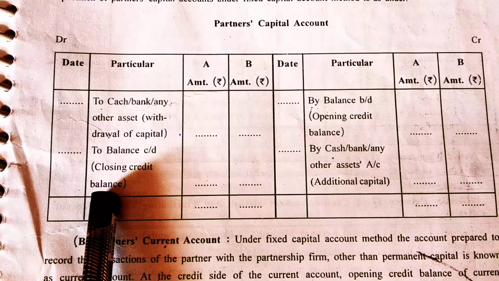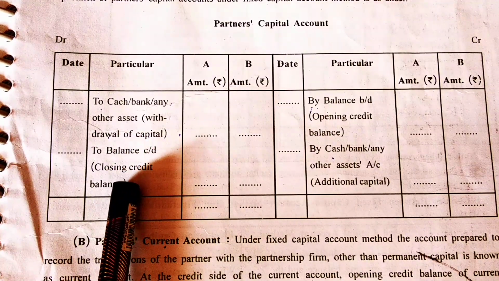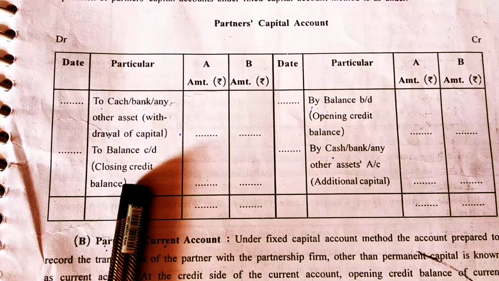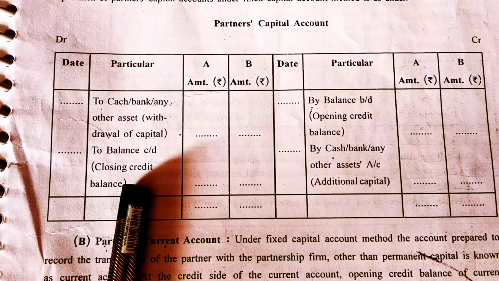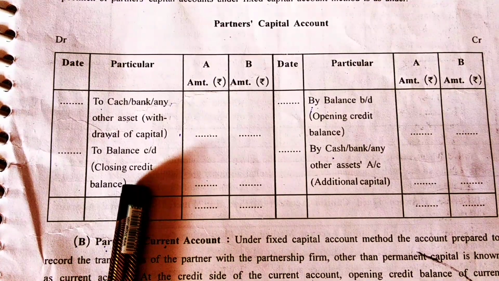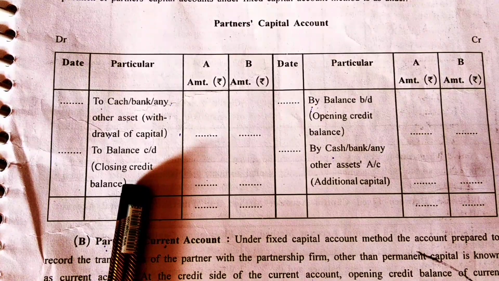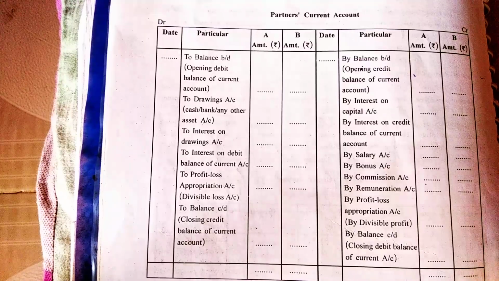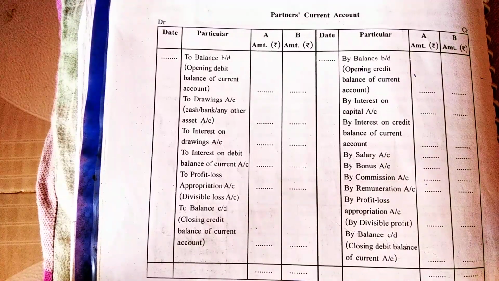Understand? So you can see that here transactions between partner and partnership firm are not recorded. Only opening capital and additional capital are recorded. Remaining transactions are recorded in another account. This is partner current account. So let us understand the structure of partner current account. Okay student, this is the structure of partner current account.